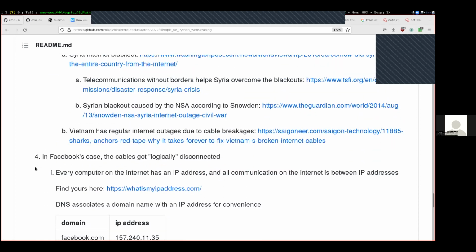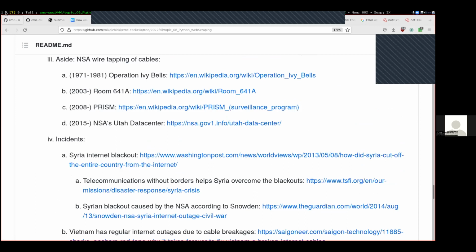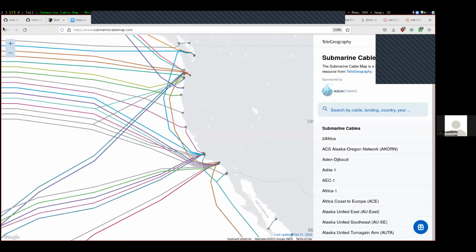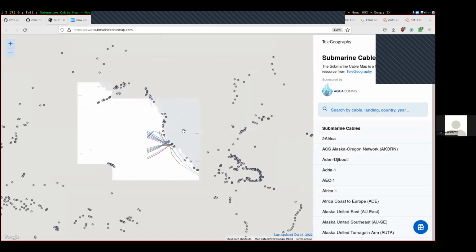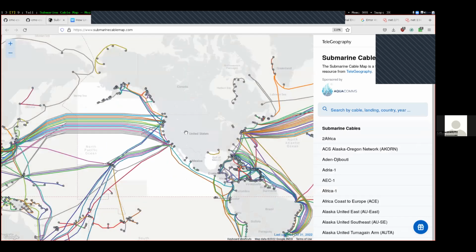Okay, so that's the big picture of how the internet physically works. We're going to talk about more programming-related stuff in a second, but are there any other questions on any of that?